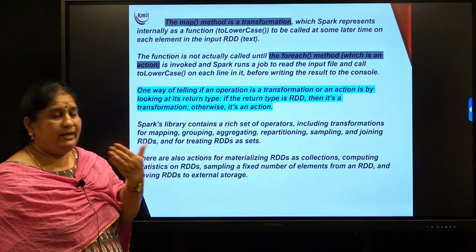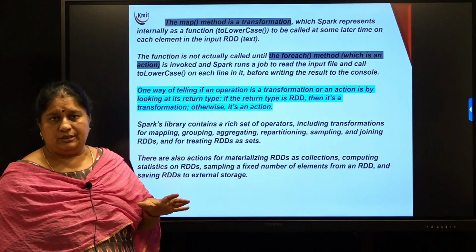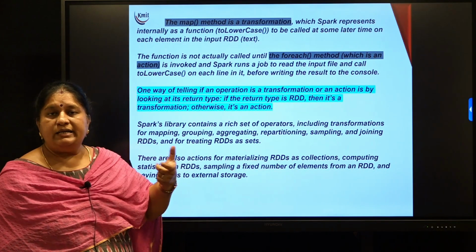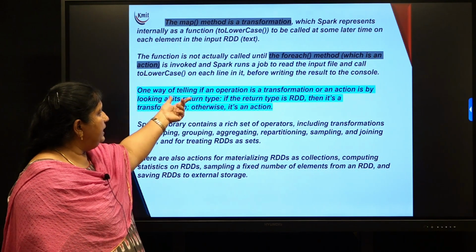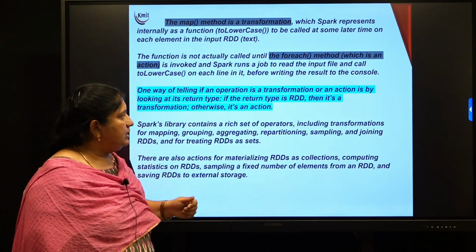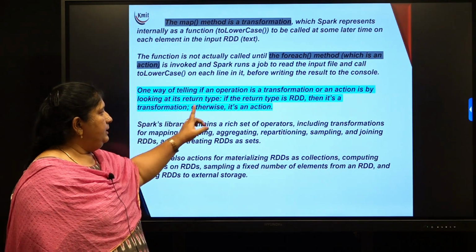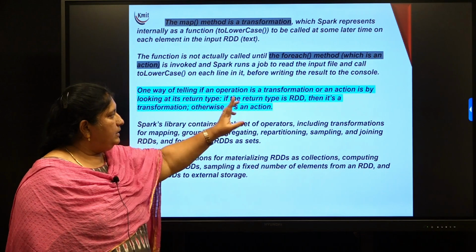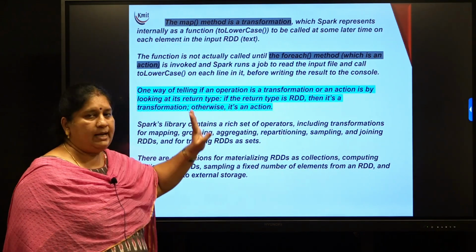Then how do I identify which one is a transformation and which one is an action? See the return type. One way of telling whether an operation is a transformation or an action is looking at its return type. If the return type is an RDD, then it is a transformation, otherwise it is an action.